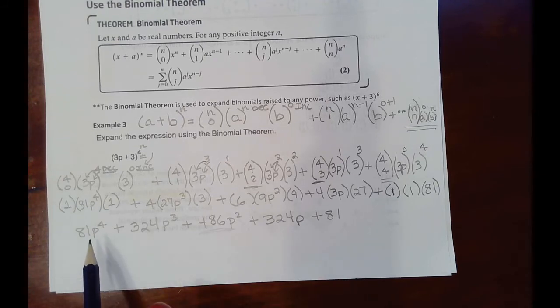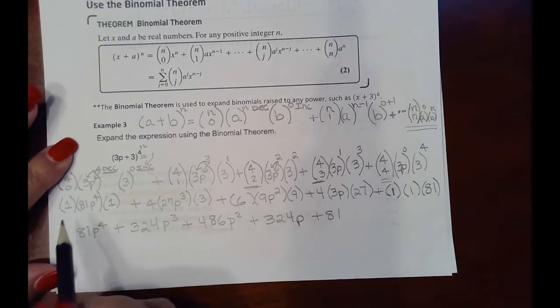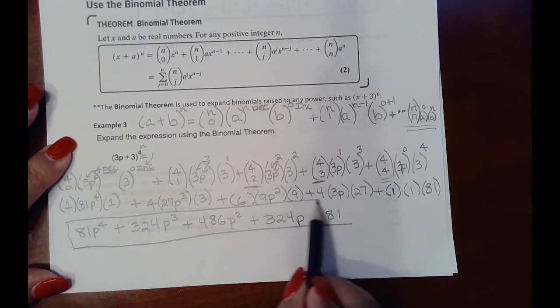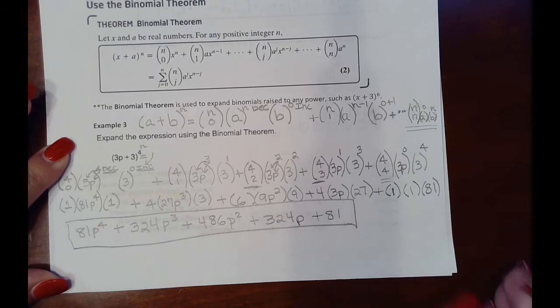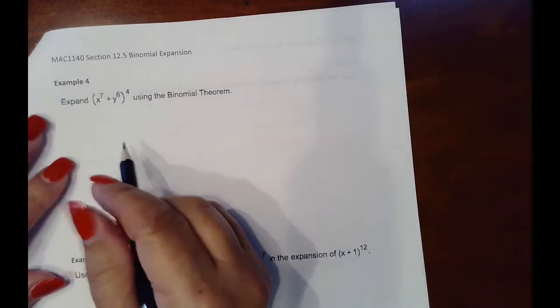We have our 4th degree term, 3rd degree term, 2nd degree term, 1st degree term, and our constant, which is what we would have gotten if we had FOILed up to the 6th degree. So this is that binomial expanded. Okay, moving on to this problem, example 4.